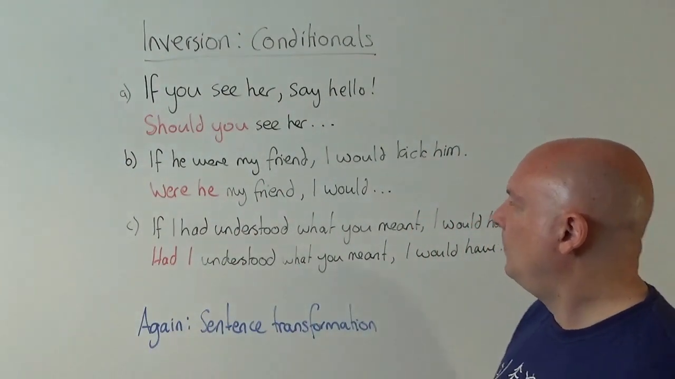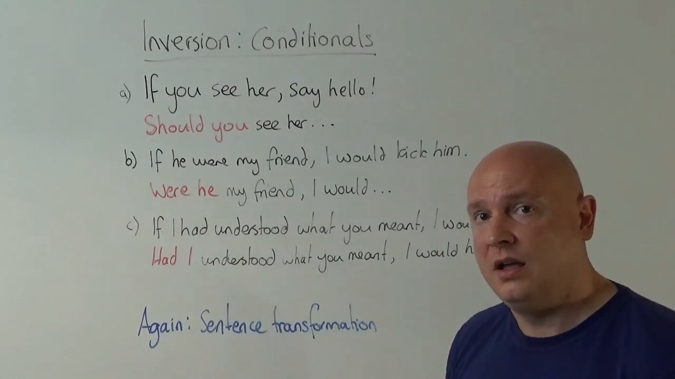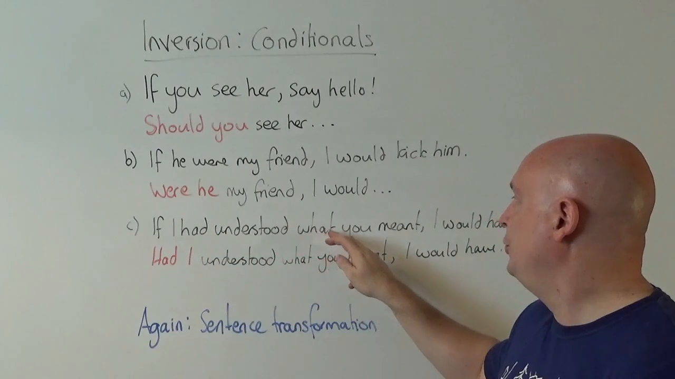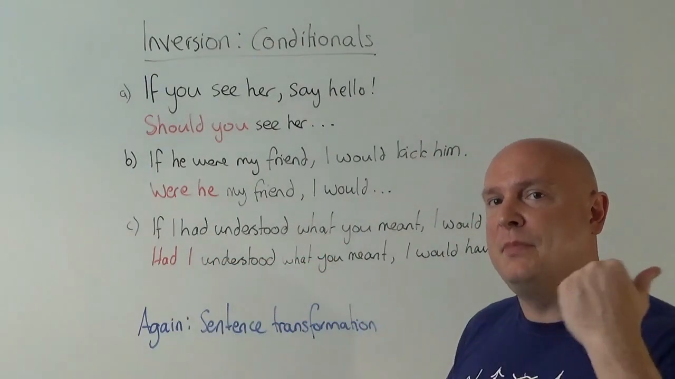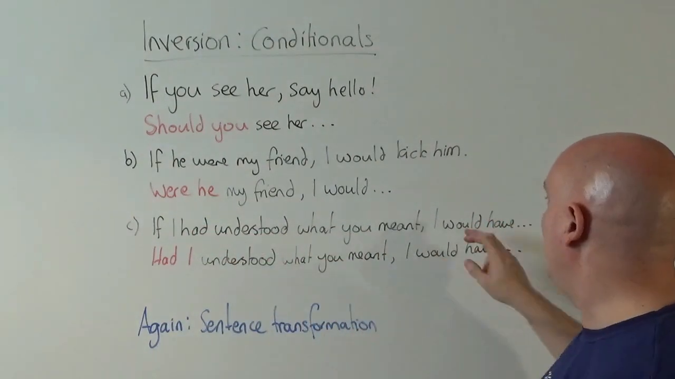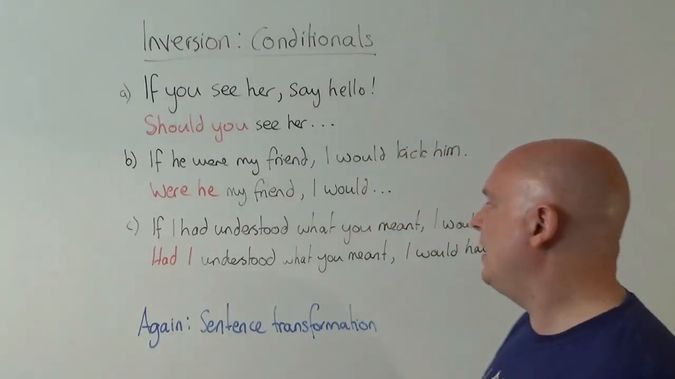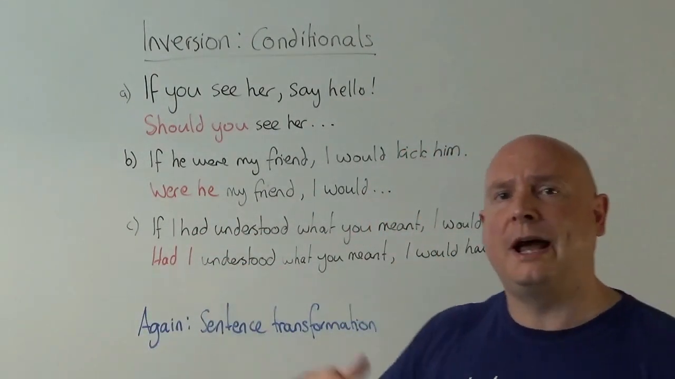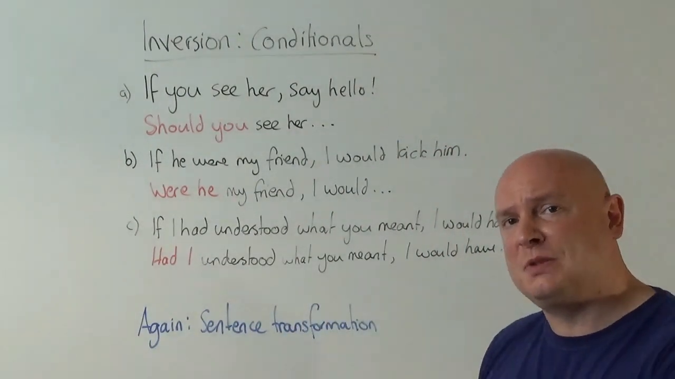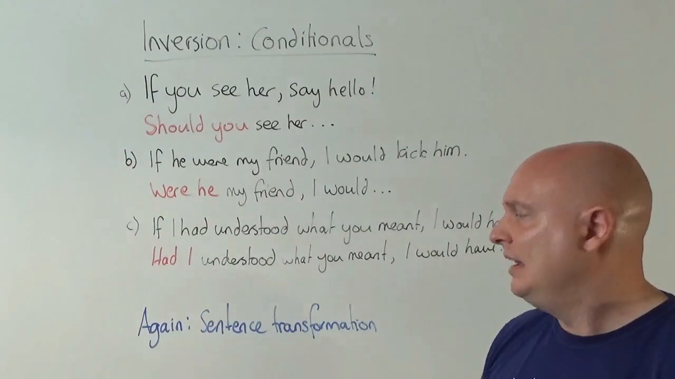The next one. If I had understood what you meant, I would have blah blah blah. Again, pay attention. If I had understood what you did mean? No, no, no. Remember the beginning of the video. If I had understood what you meant, I would have blah blah blah. We can put had at the beginning. Had I understood what you meant, I would have blah blah blah. By saying had at the beginning, it makes it much more formal. It makes it a bit more emphatic in literary style.